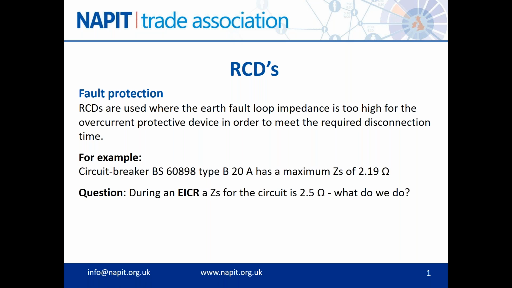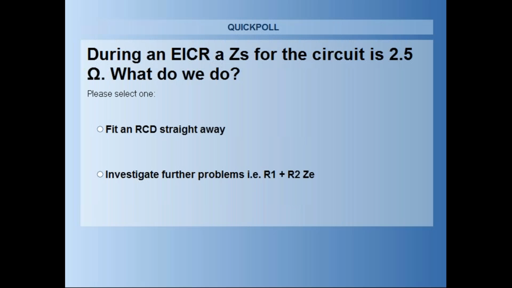So a little poll, just to ask, again, a nice simple question really, what would you do in this case? Would you just stick an RCD straight on it? That will cure it. Or would you go around doing a little bit more investigation work, not fault finding, to see whether we've got problems such as high R1 and R2s and high Ze values? So I'll open up the poll and we'll see what your responses are.